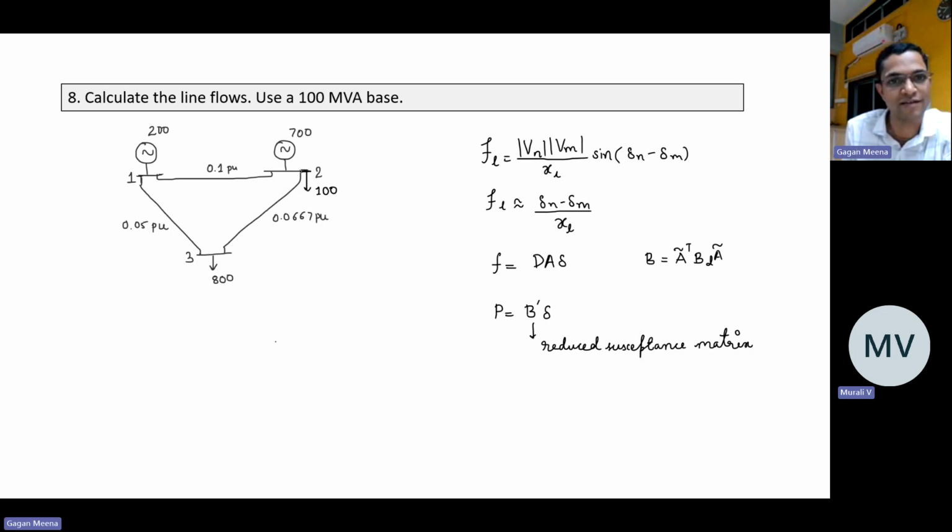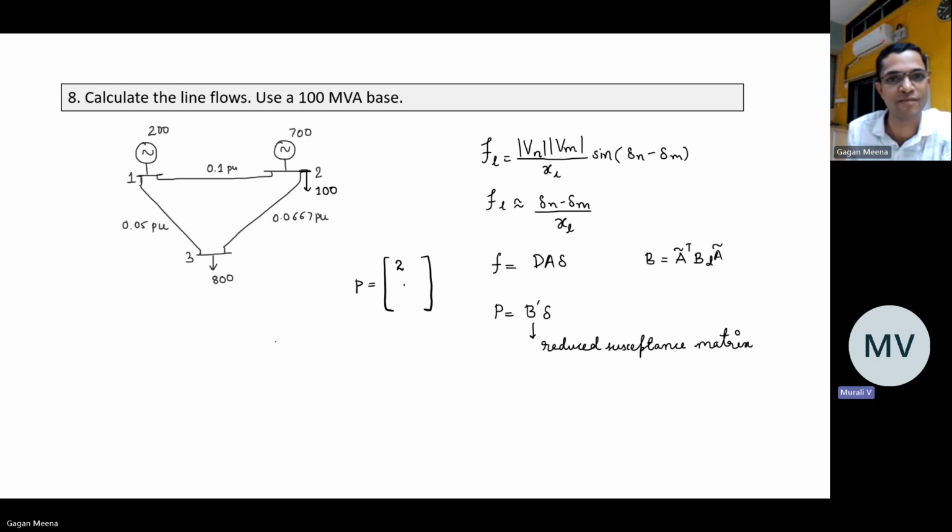First of all, you have to convert all these powers into per unit. That is very easy here, because we just divide by 100. So let us first do that power flow. Write the injection at each bus. And this is 2 per unit, right? First, 2 per unit. What is the injection on the second bus?